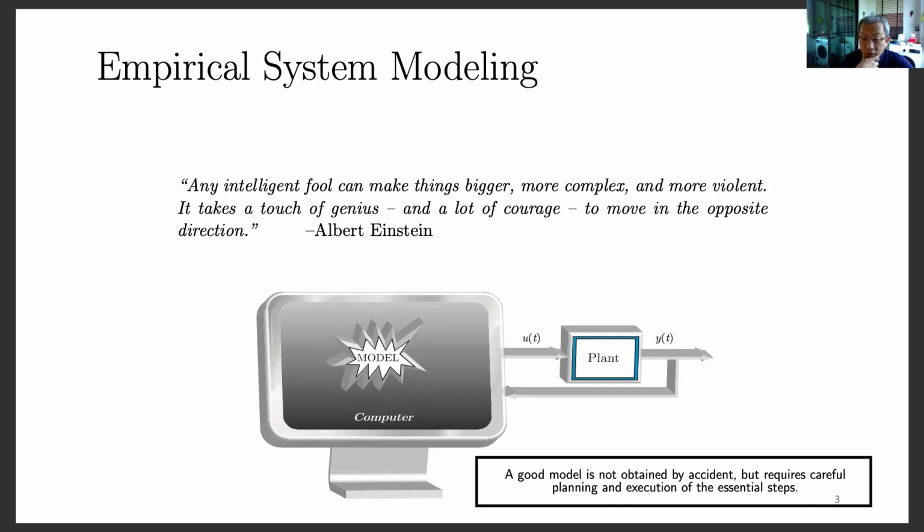So a good model is not obtained by accident, but it requires careful planning and execution of the essential steps. So you must have the 4 steps, which are the experimental setup for data capture, and then model structure selections, and then the parameter estimations, and then the validation of the model that we get in order to achieve the best model that we can get.